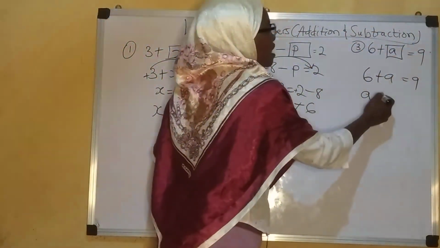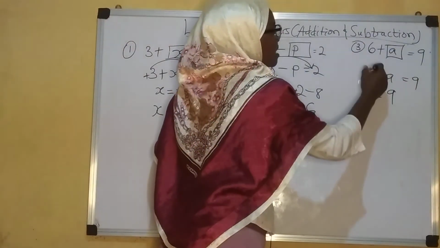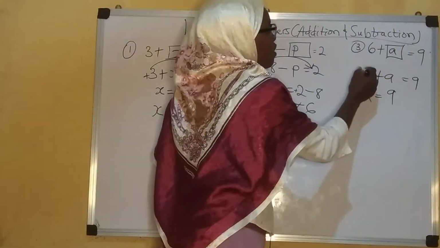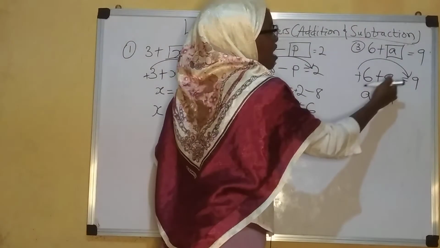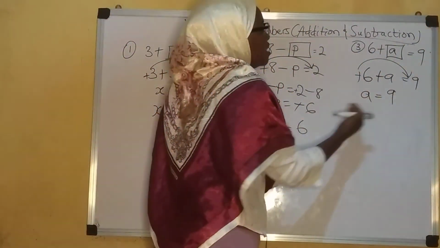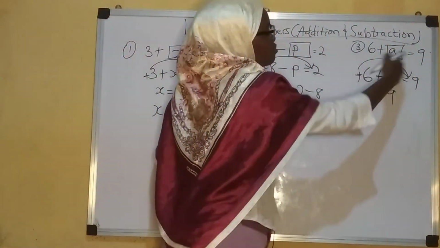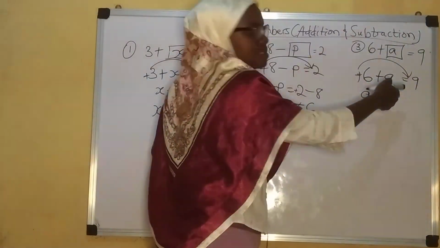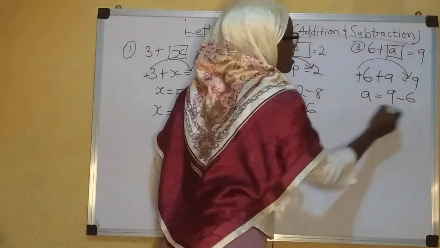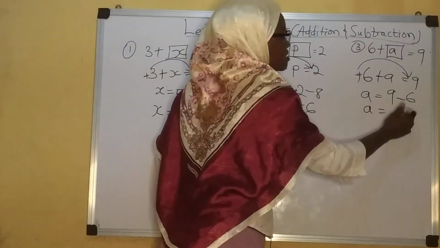So I have 6 plus a equals 9. Now this 6, what is it? It is positive, so it moves over the equality sign so that we are left with only a on this side. So that will now be what? Positive 6 moving over the equality sign changes to minus 6. And then my a equals 9 minus 6, which is what?